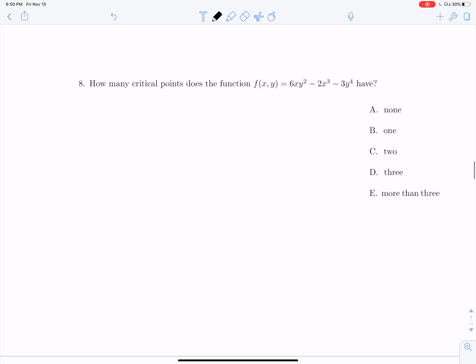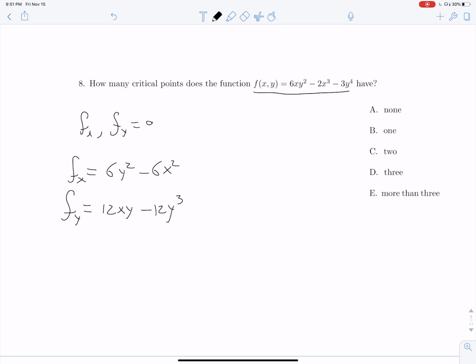Okay, question 8. How many critical points does this guy have? We know that critical points will occur when both fx and fy are equal to 0. So we need to solve for both those partial derivatives and figure that thing out. So fx is going to be 6y squared minus 6x squared, whereas fy is going to be 12xy minus 12y cubed.